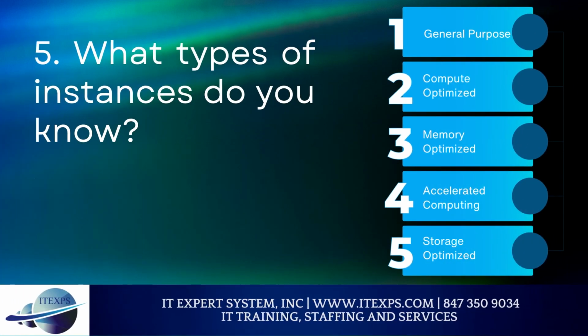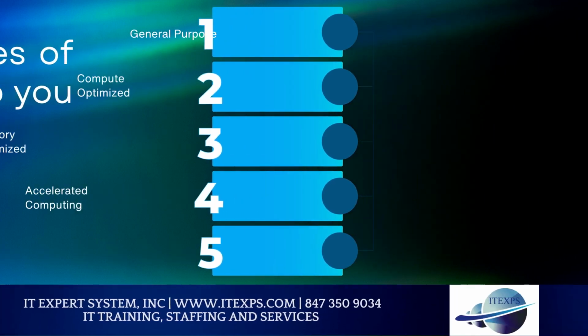5. What types of instances do you know? Below are the different types of AWS instances: general purpose, compute optimized, memory optimized, accelerated computing, storage optimized.